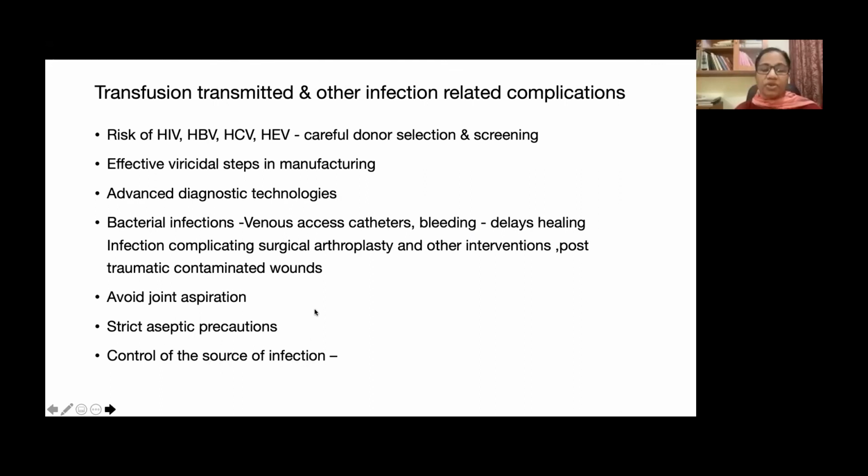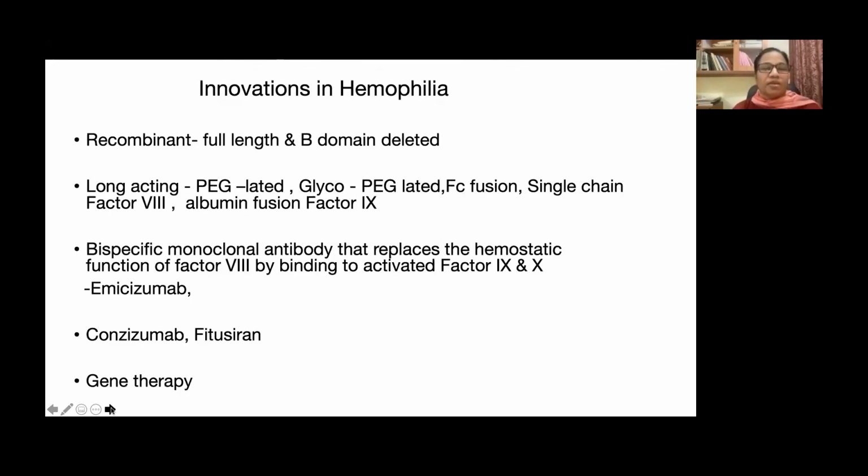So these are the 3 complications: immobility, inhibitor formation, and infections. So there are innovations in hemophilia, like recombinant, full length, and B-domain deleted factors. Long acting, like pegylated and glycopegylated, Fc fusion, and albumin fusion factor 9, and bispecific monoclonal antibody that we have started using, emicizumab, and concizumab, anti-TFPI, and fitusiran, which is antithrombin knockdown, and gene therapy, of course, is found to be useful, especially in hemophilia B. So these are certain innovations in hemophilia.